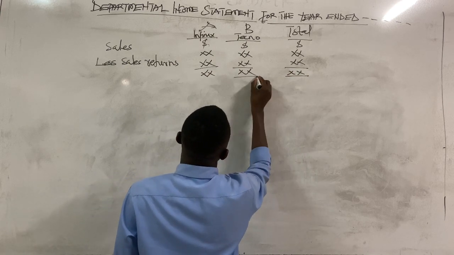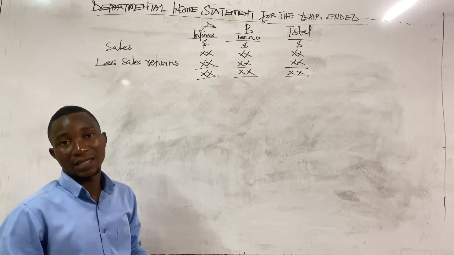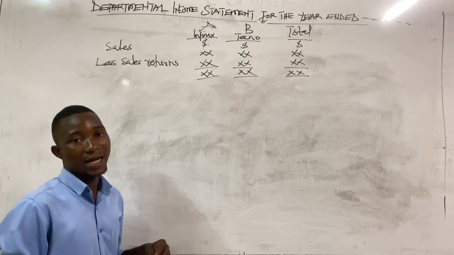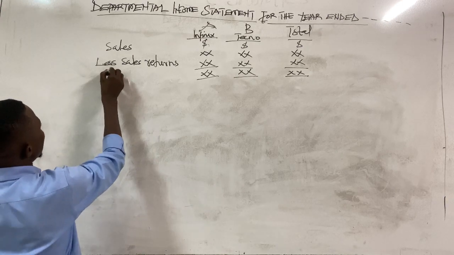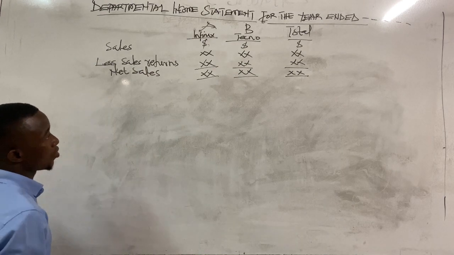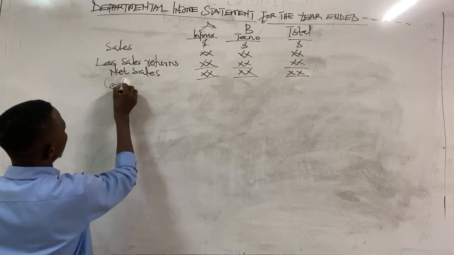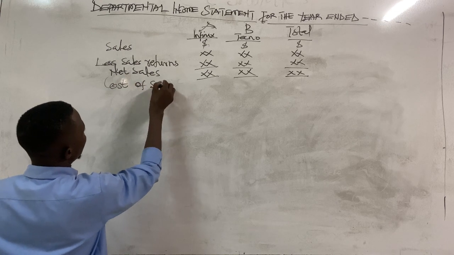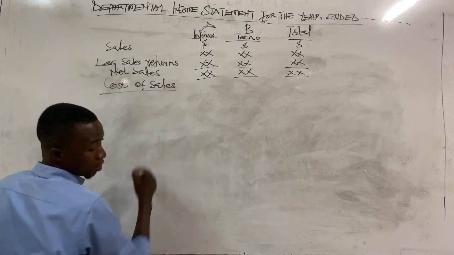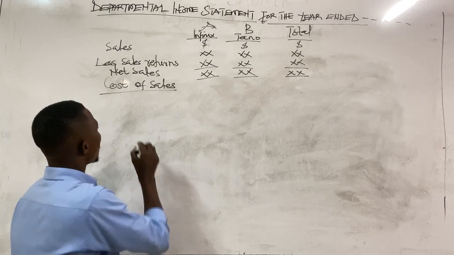We underline it once because we will still continue. We only underline it twice when we are closing the account. Okay, so this will be our net sales. Now let's look at the cost of sales. With the cost of sales, we begin with opening stock.